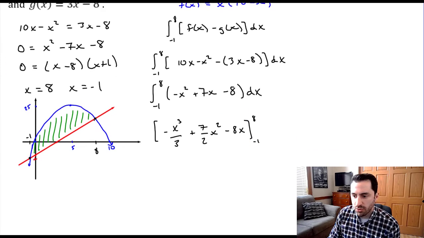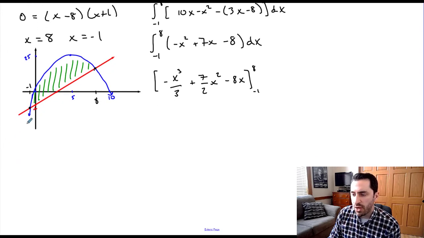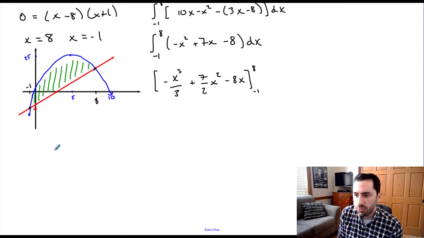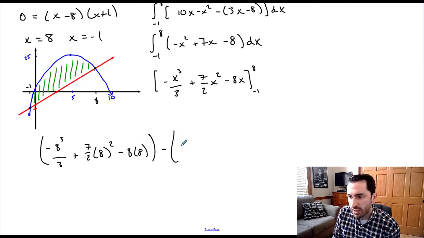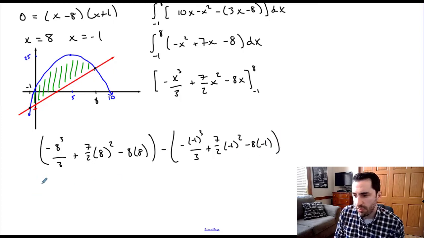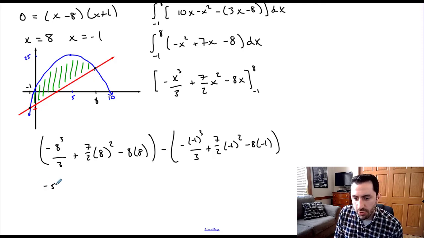And now let me just scroll down a little bit to give myself some room so that we can plug in these two values and see what we end up with. So for the first one, if we plug in 8, it's going to be negative 8 cubed over 3. And then we have plus 7/2 times 8 squared, and then minus 8 times 8. And from that, we're going to subtract, plugging in the second one. So that's going to be negative, and then -1 cubed over 3, plus 7/2 times -1 squared, and lastly, -8 times -1.